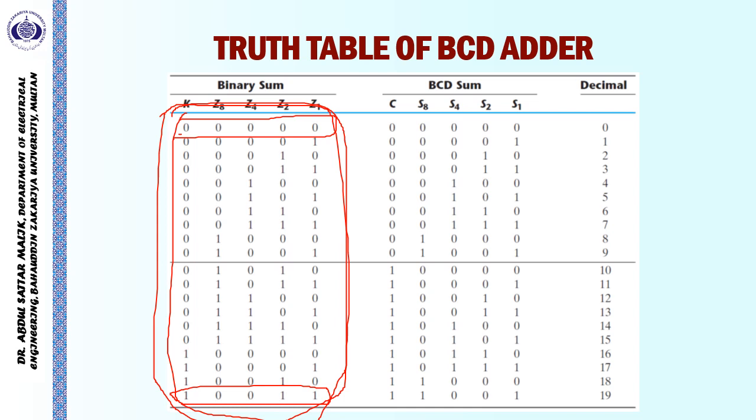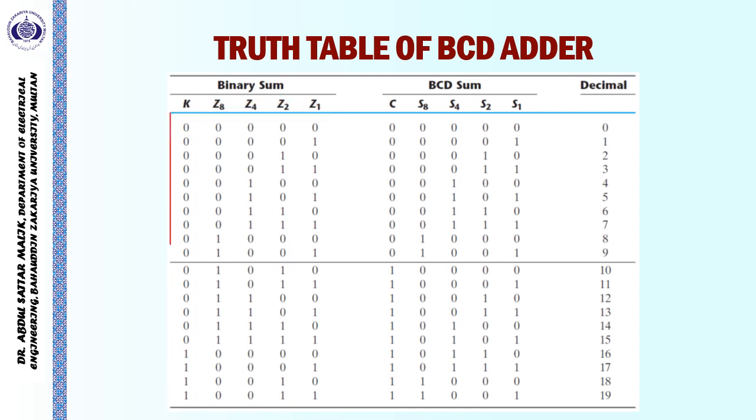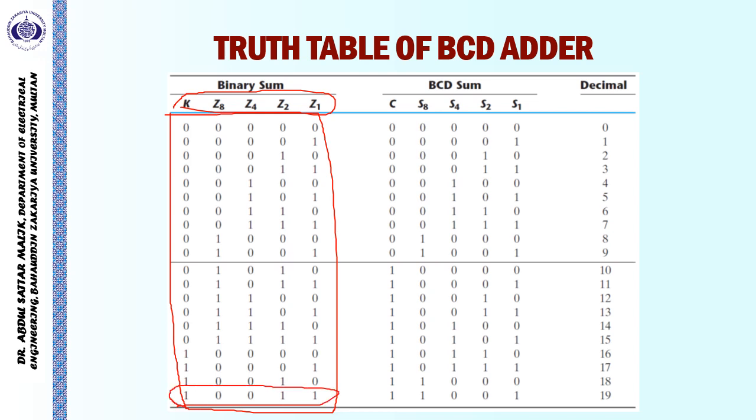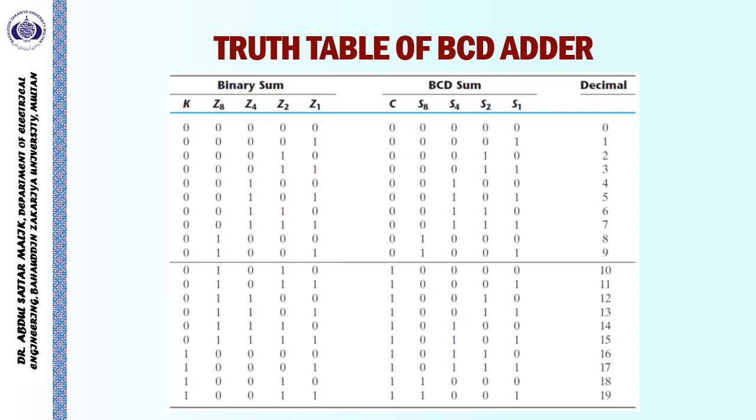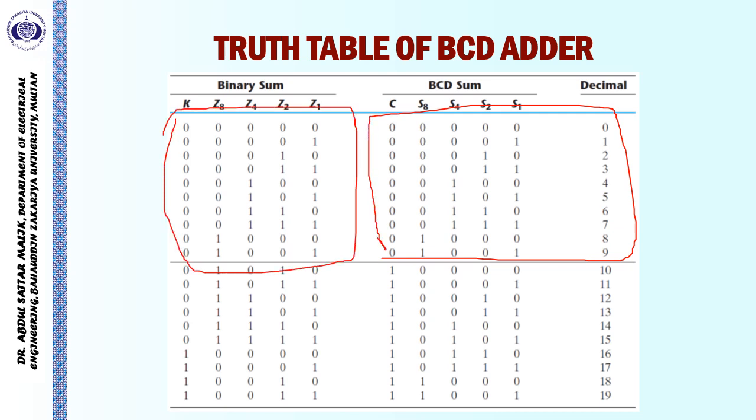So what we have done over here, we have taken the 19 possible sums of two BCD numbers along with a carry. Obviously these 5 digits can have 32 combinations, but the remaining 13 combinations will never arise because the sum will never be more than 19. The binary sum of two decimal digits will never be more than 19. So if the sum is up to 9, the decimal sum and the binary sum will be equivalent.